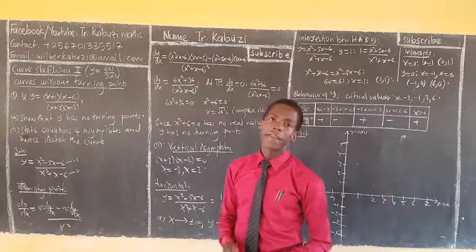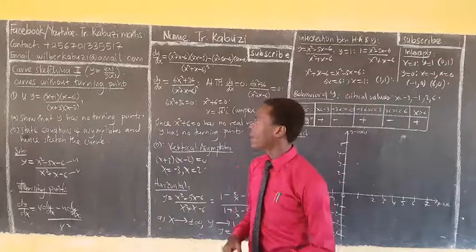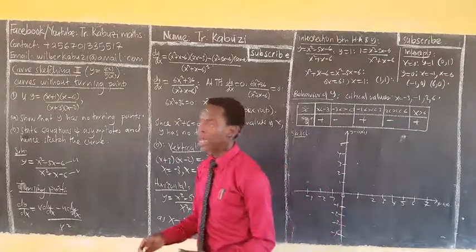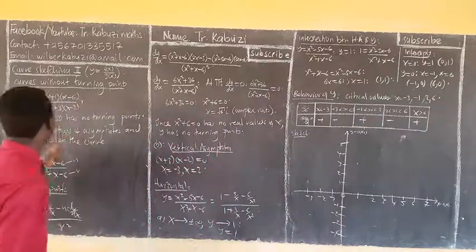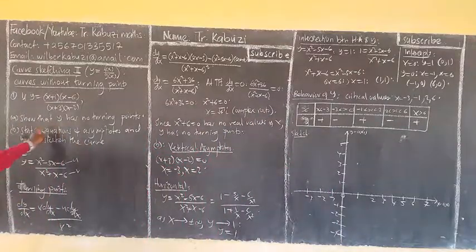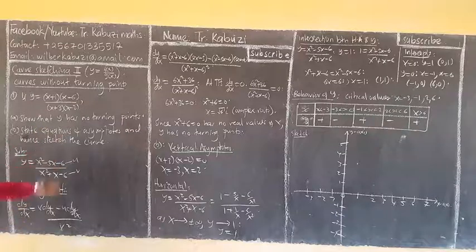Now we are going to see curves without turning points. We are almost finishing the whole curve sketching. Now, curves without turning points, this is how we have them. The question is: if y is this, show that y has no turning points, state the equation of asymptotes, and then sketch the curve.